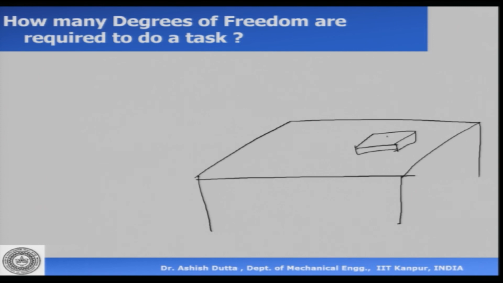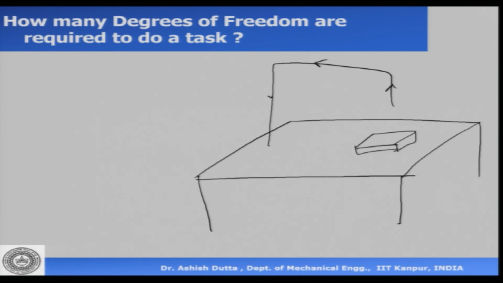Now, I want to pick up this box. I want a robot to catch this box, pick it up, maybe take it up like that, take it like this, and then keep it here. So the robot should catch this object, pick it up, and then keep it here. To do this task, how many degrees of freedom are required?